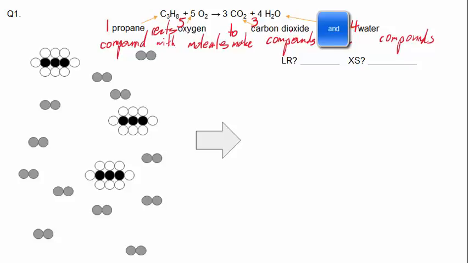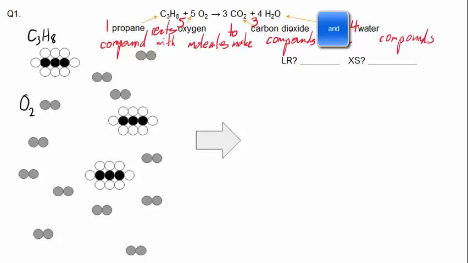Okay, so the next thing you do after you write this sentence down is you got to match the compounds on the left side here to the reactants, the left side of the chemical reaction. So you can see that these two gray circles match up to the oxygen. So these little gray circles are oxygen. And you can see that this has 3 black circles and 8 white circles. So we know that this is C3H8.